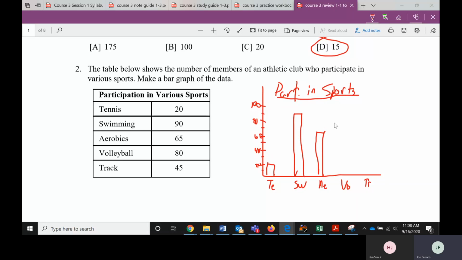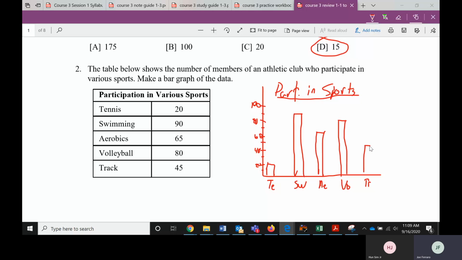Volleyball 80. So you're sending this to us in a packet? Yep. If you want to go back and watch this, not in a packet, I'm recording the video and I will post it in the class. Okay. Good question. And then track 45. So this is 40, this is 50. Just remember that. So if you're on your line paper, you'd probably be in between two lines.